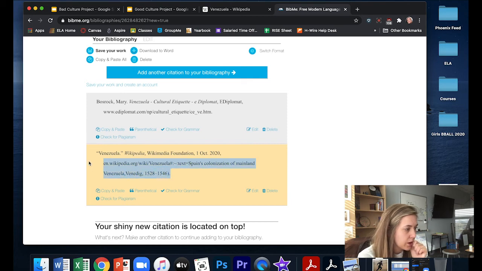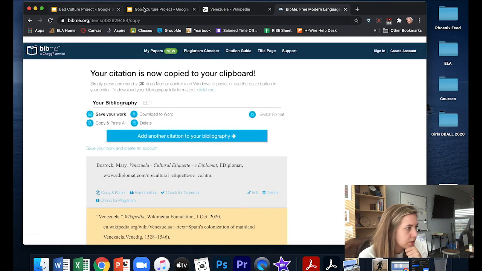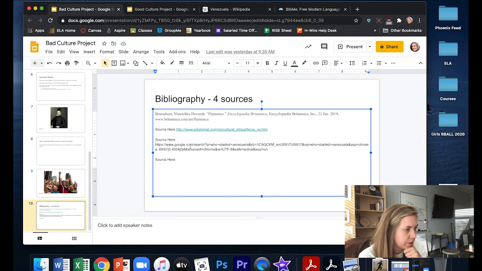Now, I don't want to just copy and paste right from there. I'm going to click the copy and paste button. Okay, copy and paste. And then if I come over to my bad project, so instead of this Google search, I would delete the word source here, and I would paste in my new link, my new formatted source. Okay?